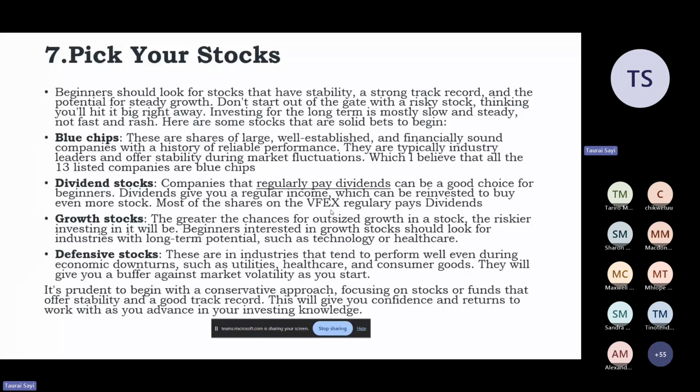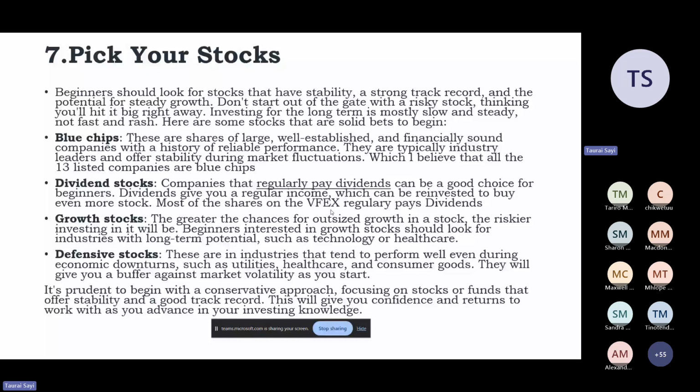Right, pick your stocks. Beginners should look for stocks that have stability, a strong track record, and the potential to grow steadily. Don't start out of the gate with a risky stock thinking you will hit it big right away. Investing for the long term is mostly slow and steady, not fast and rushed. Here are some stocks that are solid bets to begin with.